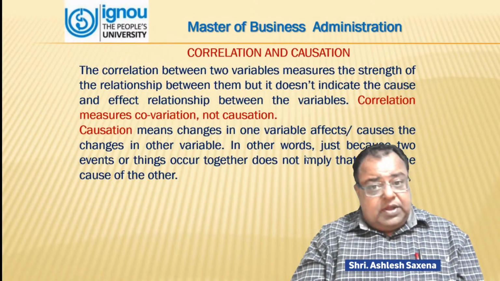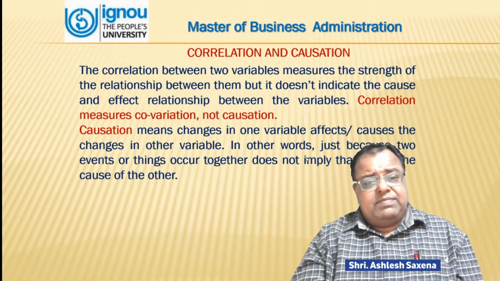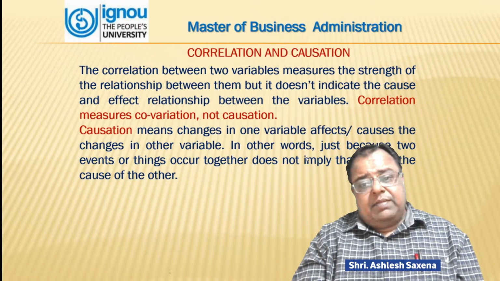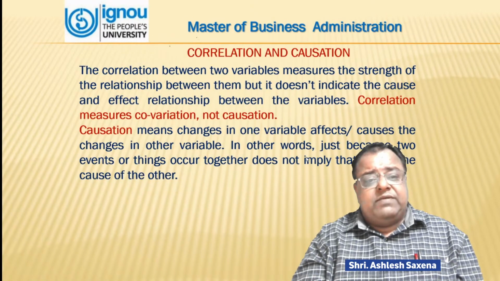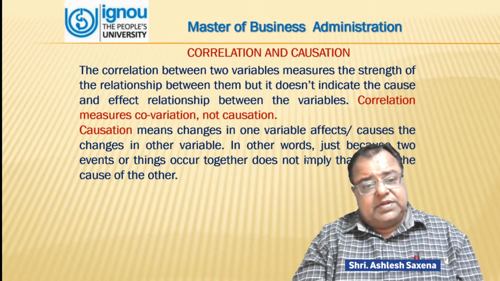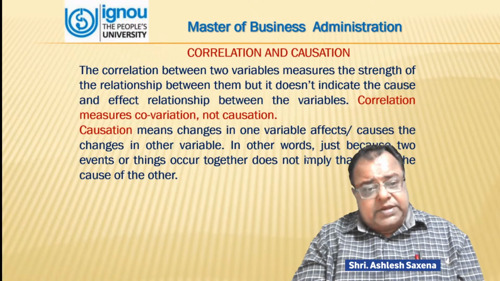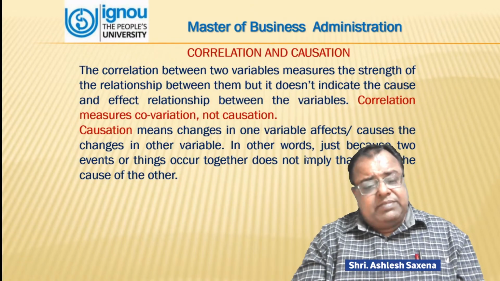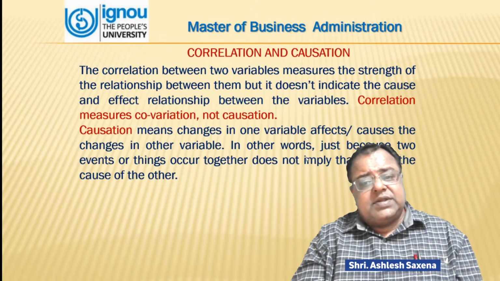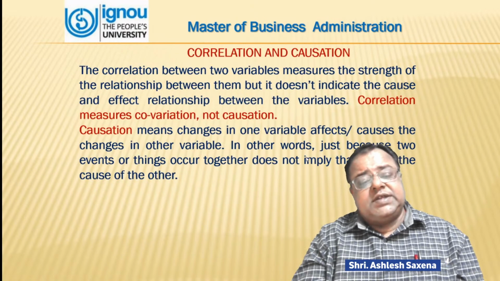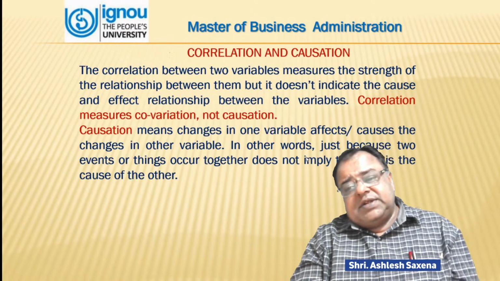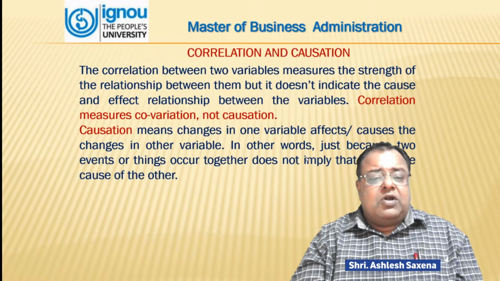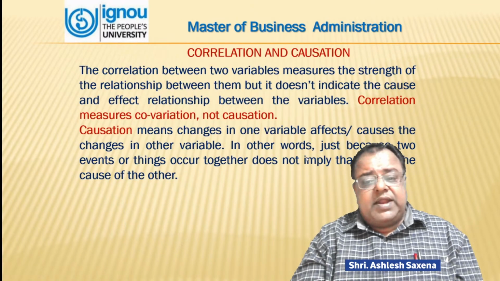What is the causation of correlation? The correlation between two variables measures the strength of relationship between them, but it does not indicate the cause and effect relationship between the two variables. Correlation measures covariation, not causation. Causation means change in one variable causes the changes in the other variable. In other words, just because two events or things occur together does not imply that one is the cause of the other.